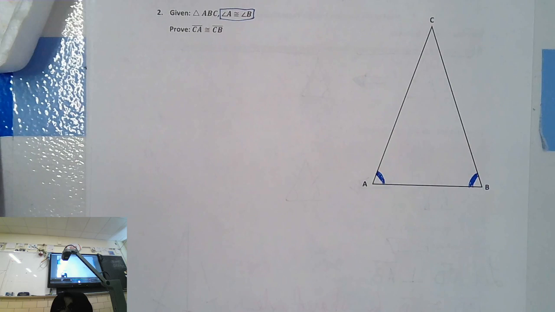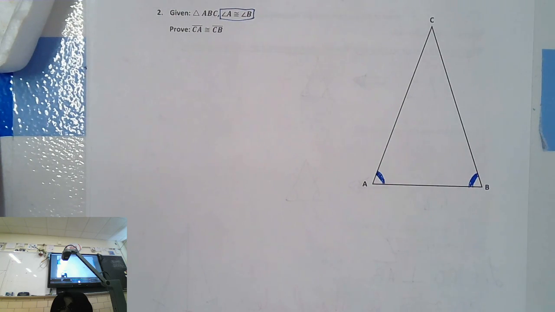Can't use HL because we don't know anything about the hypotenuse. You have to prove this. Why is CA congruent to CB? You have to show why this side is congruent to this side. Show CA and CB. Why are they congruent?